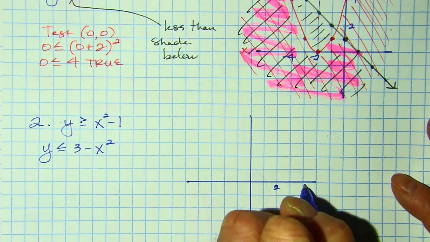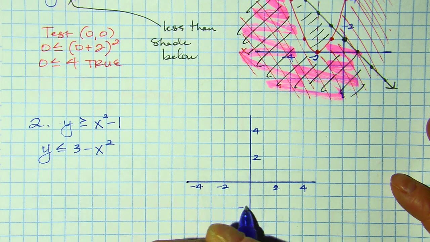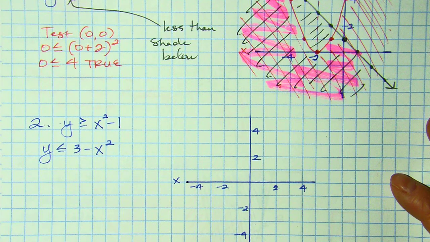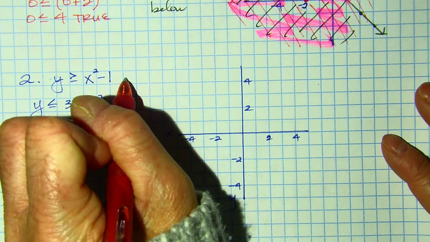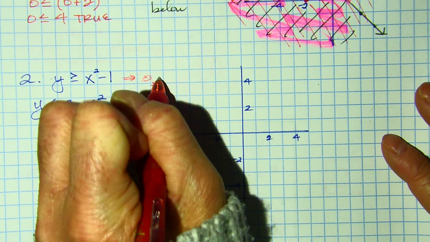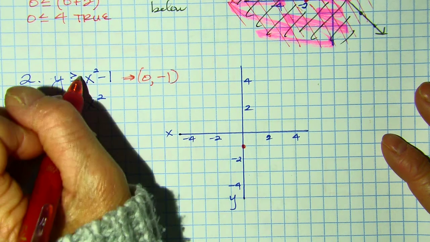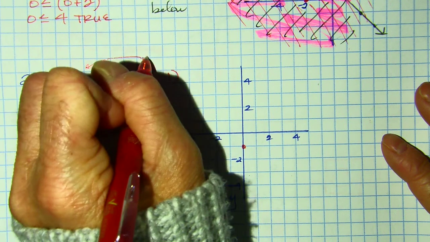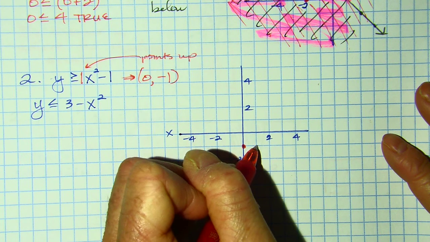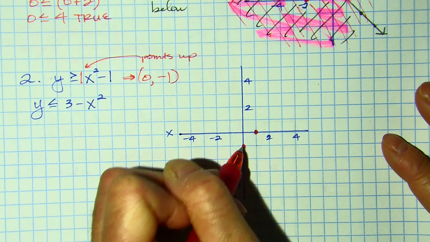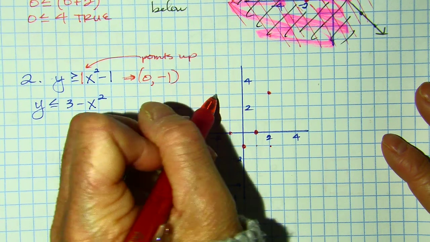So here's 2, 4, 2, 4, negative 2, negative 4, negative 2, negative 4. Here's x, here's y. All right, so I'm going to do this one in red. This has a vertex of 0, negative 1 because the parent function is shifted down 1. And I know based on that it points up. So if x is 1, go to the right 1. 1 squared is 1, so up 1. If x is 2, 2 squared is 4. And then reflect it across.